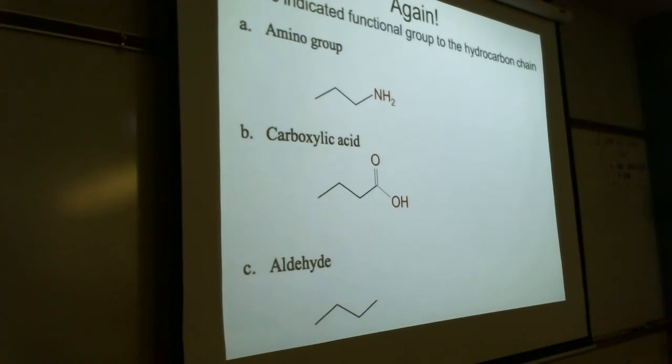And in here, if I'm turning this carbon into an aldehyde, what happens to it? What's the difference between aldehyde and carboxylic acid? C double bond O. Is there an OH or just regular H? It's just a regular old H. See how we did that?